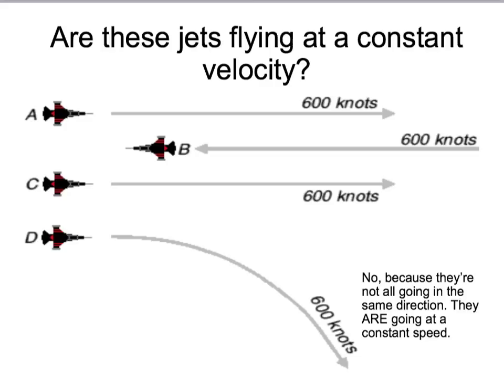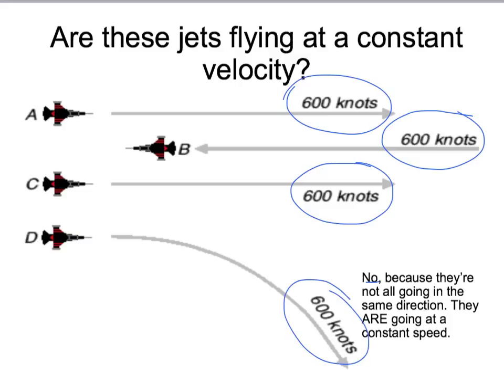So we want to ask ourselves, are the jets flying at a constant velocity? The answer is no, they're not. You might notice they're all going 600 knots, which, when flying or riding a boat, is the method of measurement. So they're all going the same speed. However, they're not all traveling in the same direction. If they're not going in the same direction, that means they're not at a constant velocity.